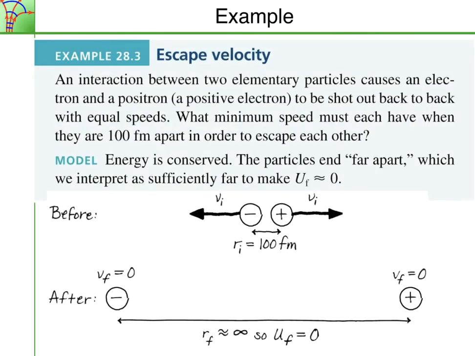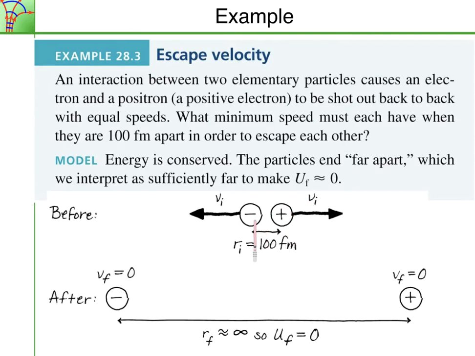Here's another one. Imagine two particles, an electron and a positron. A positron is just an anti-electron. It's just an electron that has a positive charge. That's a real thing. Look it up. If I have an electron and a positron, so they have the same mass but opposite charge, and they start off 100 femtometers away from each other. Femto is 10 to the minus 15 meters. And they start there, and I fire them away from each other with the same speed.